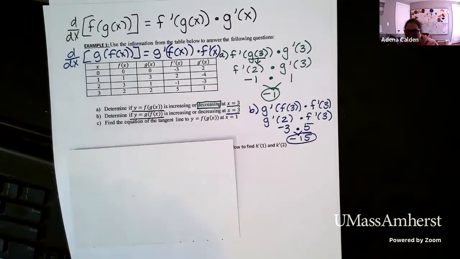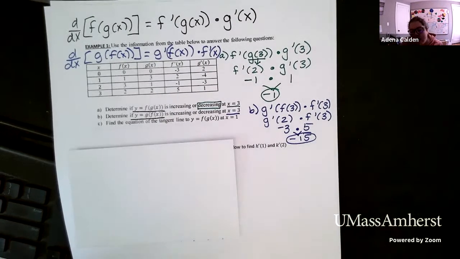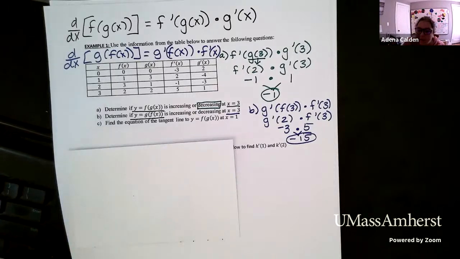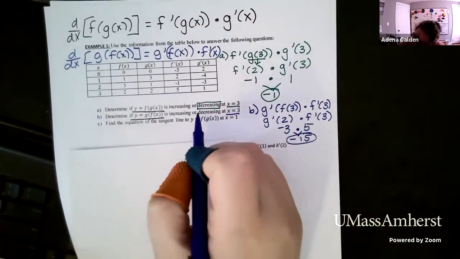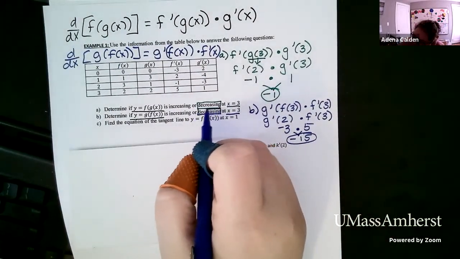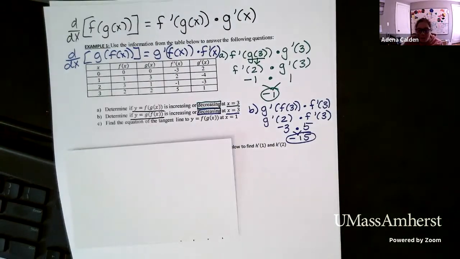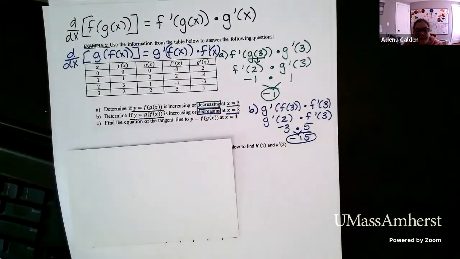So again, we're taking our final value and saying, hey, is it positive or negative? Because that tells me something about the original function. So since this is negative, that tells me that the original function is decreasing at 3. So both f of g of x and g of f of x will be decreasing at x equals 3.